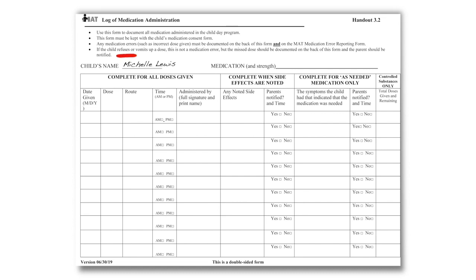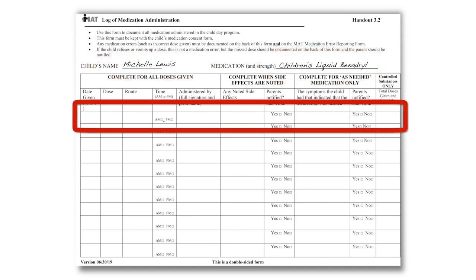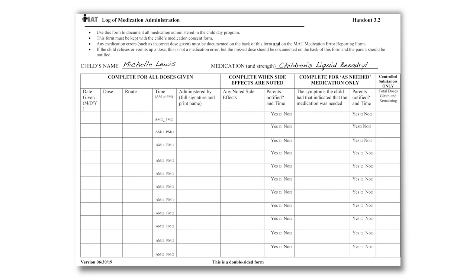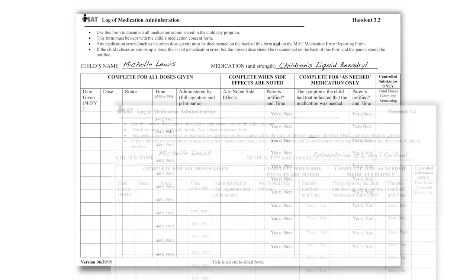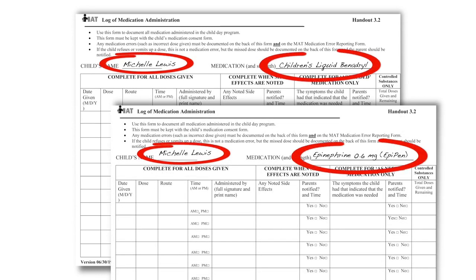You fill in the child's name and the medication name in the upper right corner. The form has places for all the information that you will need to write down after you give medication. If you choose to use another form, make sure it covers all the key information for each dose. It is best practice to use a separate log for each child and for each medication.